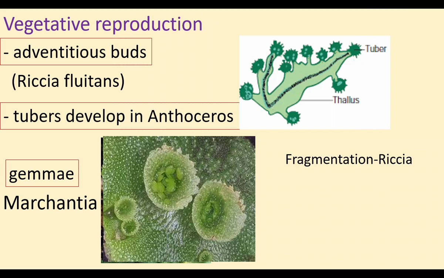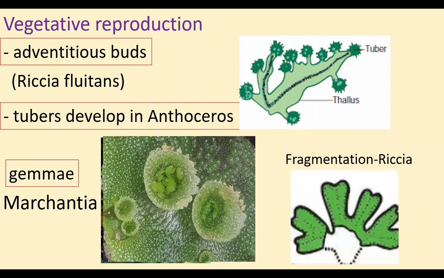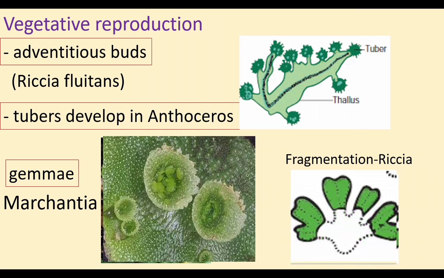Fragmentation is seen in Riccia. The central part of the thallus undergoes disintegration, so the branches are separated. The branches become separate fragments. They develop into separate thalli. These are the different types of vegetative reproduction seen in bryophytes. Adventitious buds, tubers, gemmae, and fragmentation are the types of vegetative reproduction.